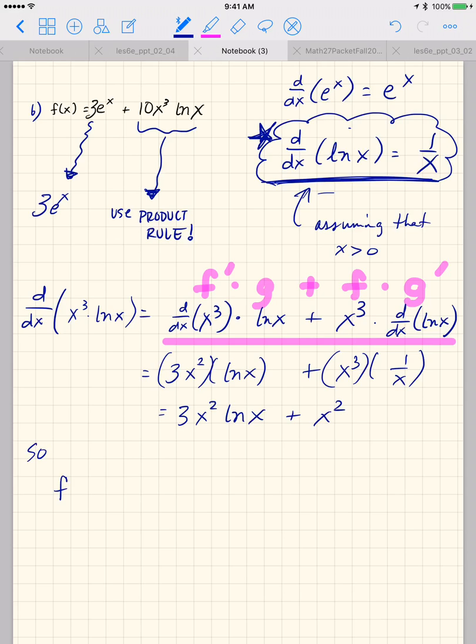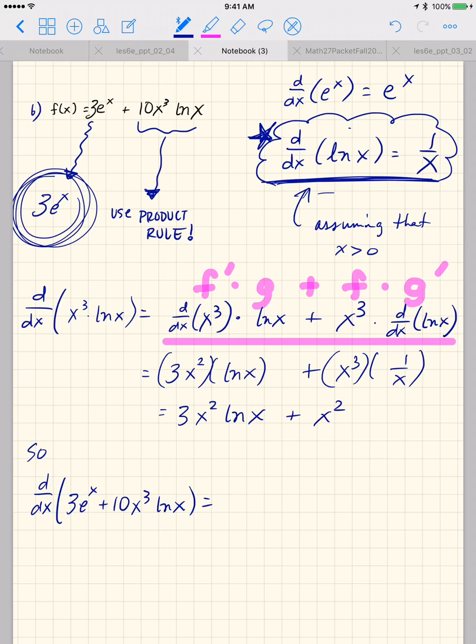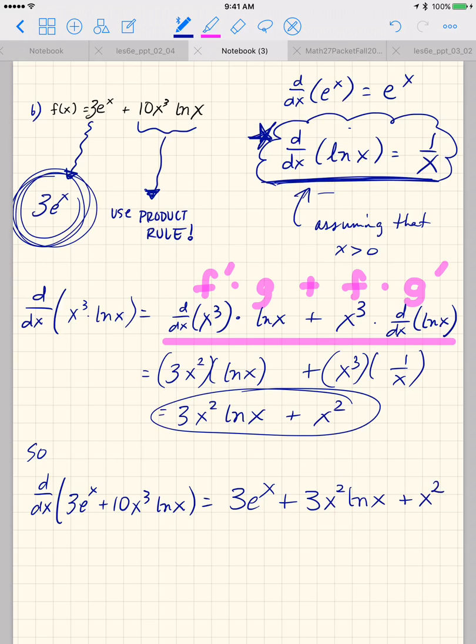So f prime, let me actually, just to make this clear, the derivative with respect to x of 3 e to the x plus 10x cubed natural log of x is equal to, and I'm putting it all together, so I'm going to take this 3e to the x, plus, then I take this 3x squared natural log of x plus x squared. And that is my final answer.